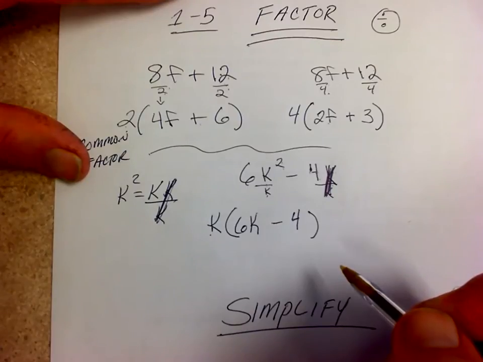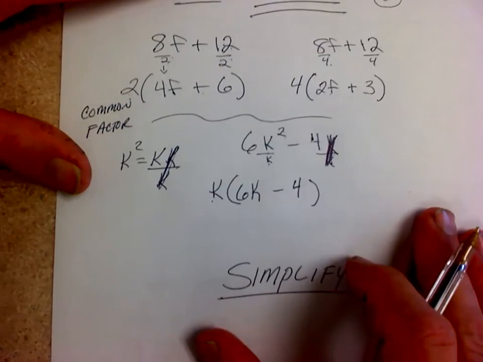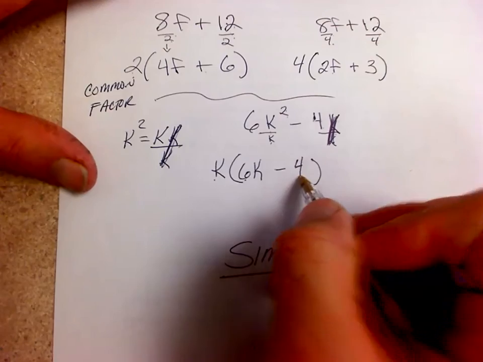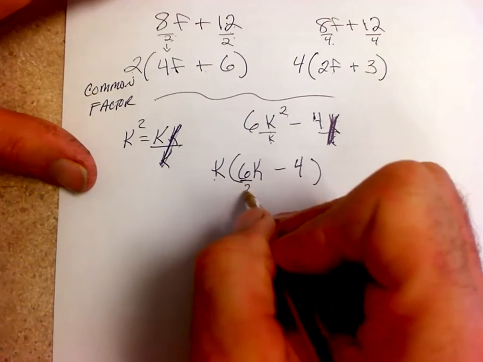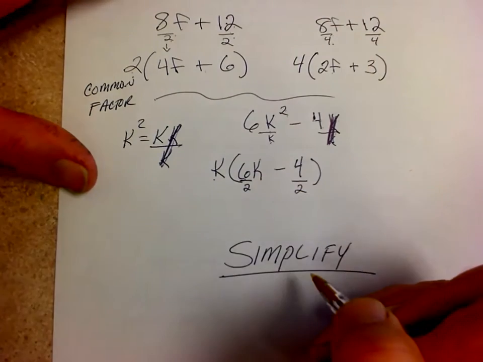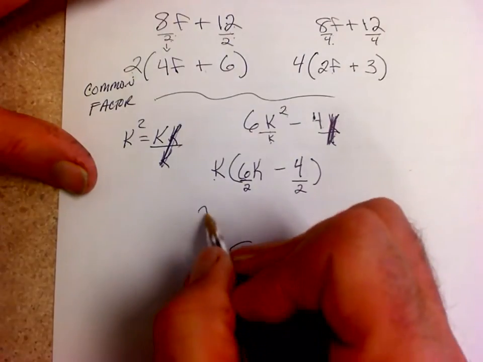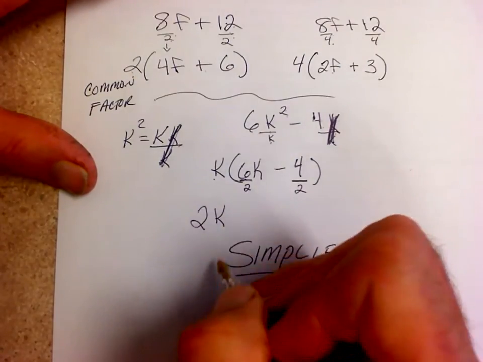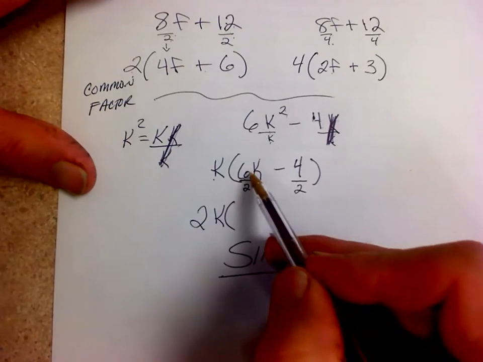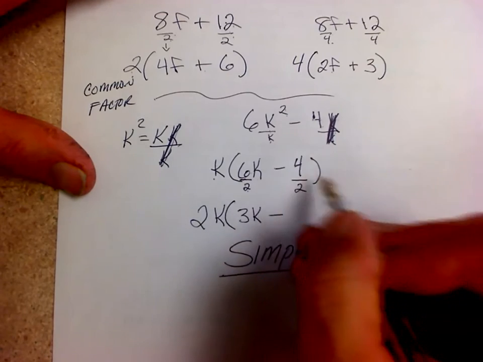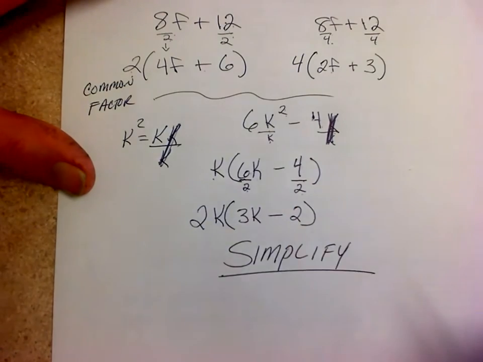So we can factor variables as well as numbers. And I just happened to notice, since I was so focused on my letters, that 6 and 4 also have a common factor. All right, we can divide both of these by 2. So if we wanted to keep moving with this, we would now move our 2 out front. So we would have a 2k. 6 divided by 2 leaves us with a 3k, and 4 divided by 2 is a 2.